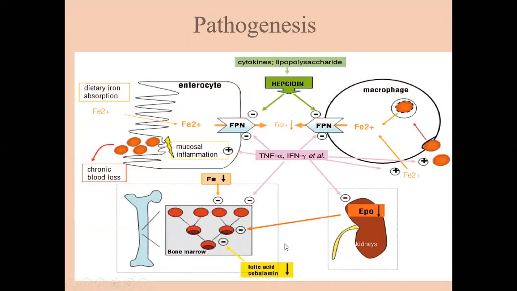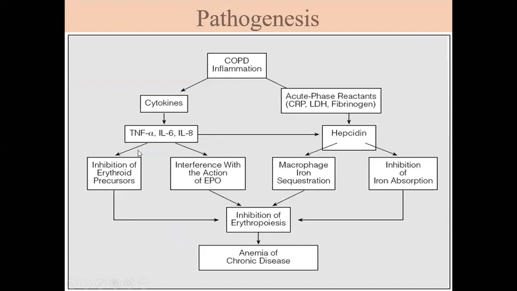Second thing is, in chronic disorders, erythropoietin secretion is also reduced. Because of that, again, erythropoiesis is reduced. This is anemia of chronic disorders. So all storage form is present, but it is not utilized. Mainly in inflammation, interleukin 6 causes inhibition of erythroid precursors and interference with action of erythropoietin. It secretes more hepcidin, so it inhibits iron absorption and macrophage iron release, erythropoiesis is inhibited, and that causes anemia of chronic disorders.